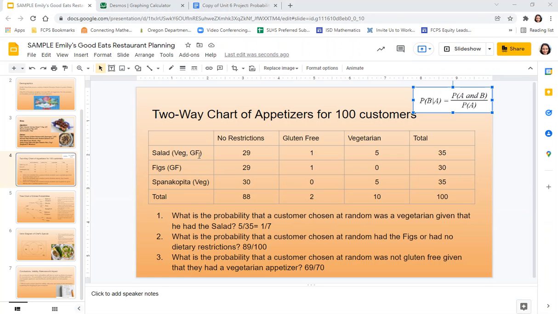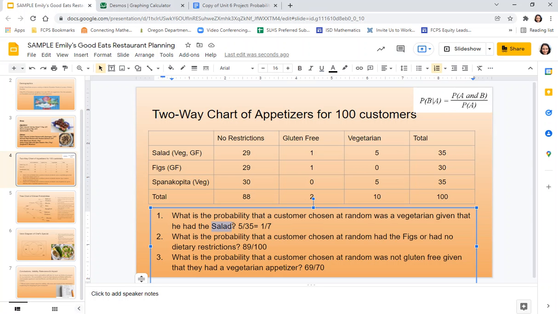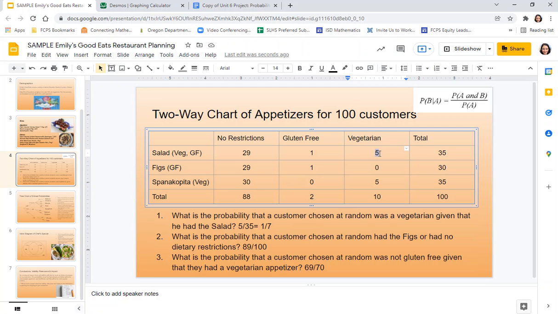My vegetarian and gluten-free appetizer was salad, so I replaced those words with salad, and you'll do something like that too. And then I needed to use the conditional probability formula. So the probability that the customer was both vegetarian and had salad, so we're looking for vegetarian and had salad, that would be here. And I actually chose the number of customers instead of the probability, which will work in the case of the two-way table. And then I divided that by the number of customers that were just A, so that was given that they had salad. And that's here.